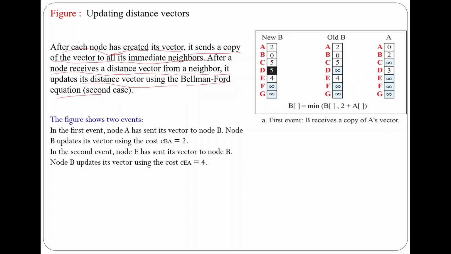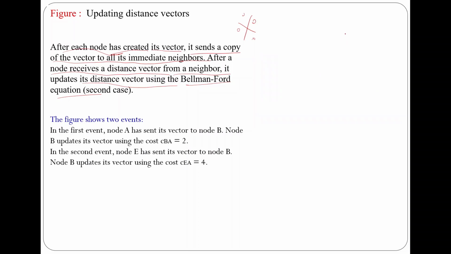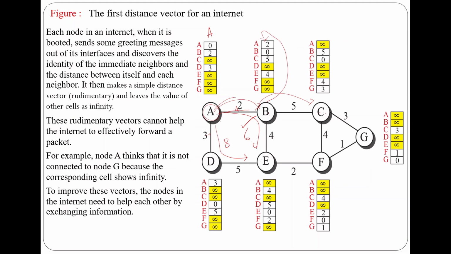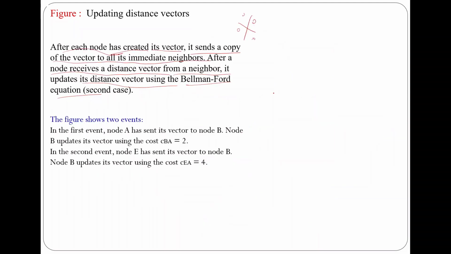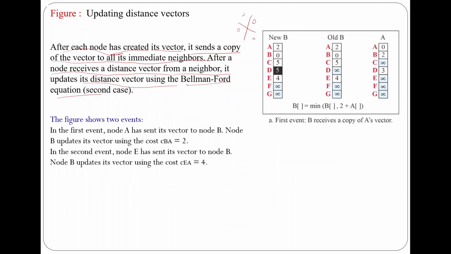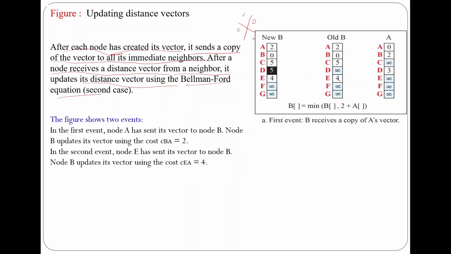You can see, this is very important. In this figure, you have the distance vector table for B. Whatever we have already seen for B: 2, 0, 5, infinity, 4, and two infinities. Here also we have 2, 0, 5, infinity, 4, and two infinities. So this is the old B. The new B, you can see, after every hop every vector table will be updated.